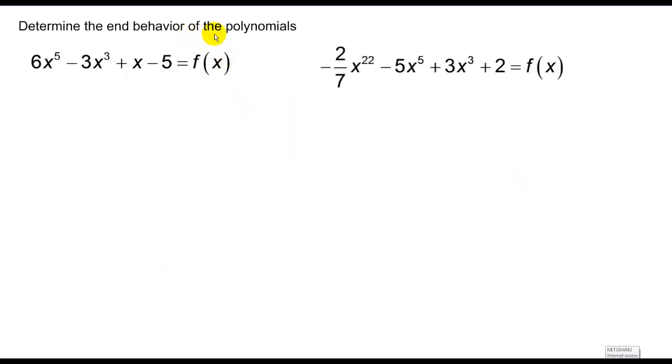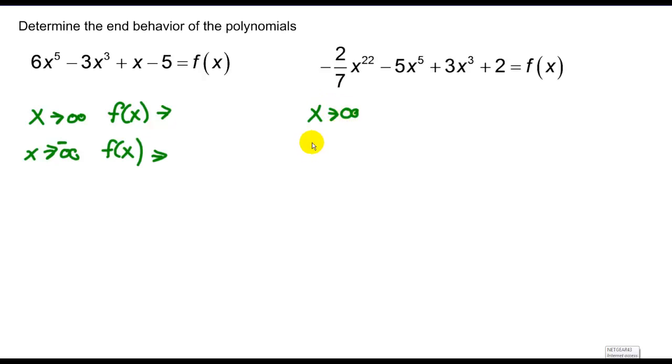Want to describe the end behavior of each of these, so we're going to say as x goes to infinity, what does f of x do? And as x goes to negative infinity, what does f of x do? Likewise here, x goes to infinity, x goes to negative infinity, what does f of x do?